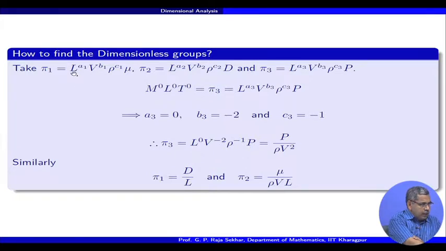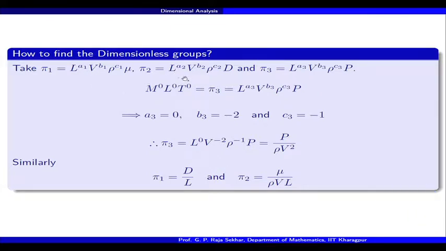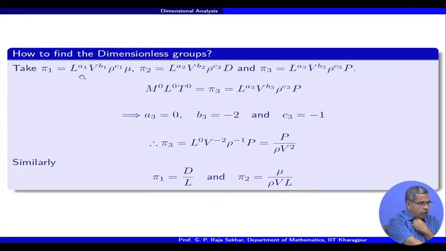If you see closely, length is attached to the geometry. Velocity is the flow property, whereas density is the fluid property. So while choosing these dimensionless groups, we must have these three with some power. We do not know what the power is; we have to determine it so that pi 1 is non-dimensional. Once these three are fixed, the other ones we can vary, so that we have non-dimensional groups involving viscosity, diameter, and pressure.